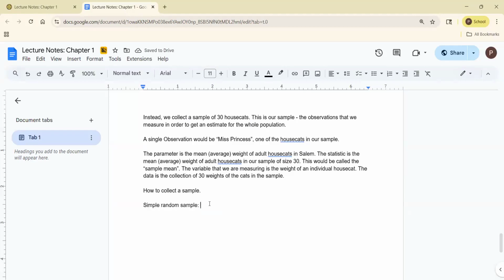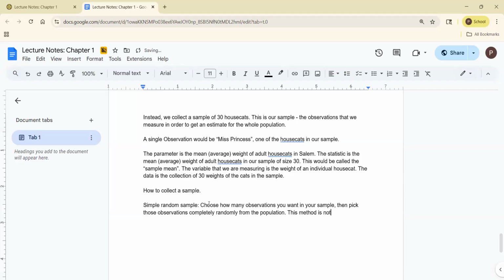This is: choose how many observations you want in your sample, then pick those observations completely randomly from the population. Think about a population. There might be 10,000 house cats in Salem. Imagine giving each of those house cats a number from 1 to 10,000, and then using a random number generator to pick 30 random numbers out of those 10,000. That's what it means to pick those observations completely randomly.